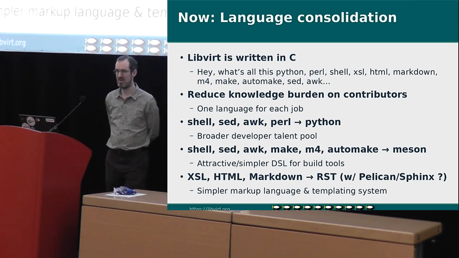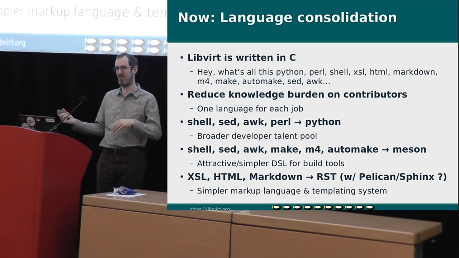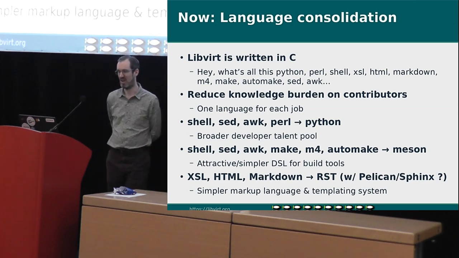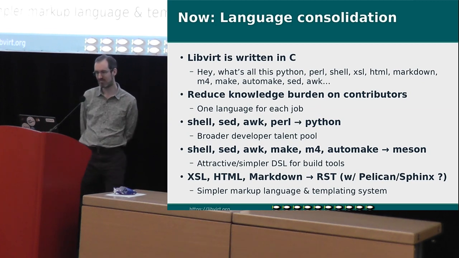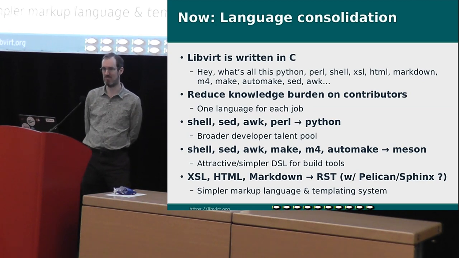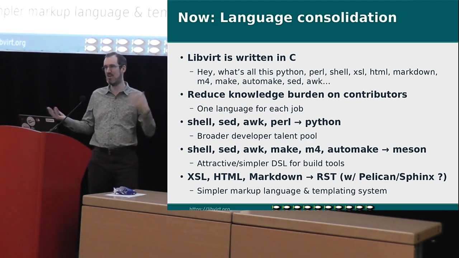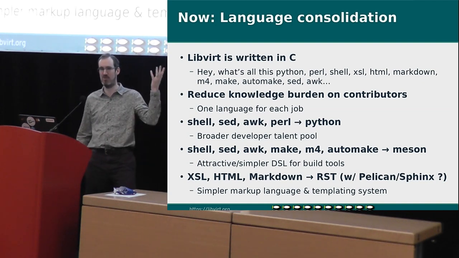So if we need shell scripting in the build system, we want to standardize on using Python for that and not using Shell and Perl. Python has better familiarity around contributors that we see. For the build system, we're using autoconf and automake, and that involves you having to know 4 or 5 different languages, some of which are really quite horrific if you've ever used M4, for example.